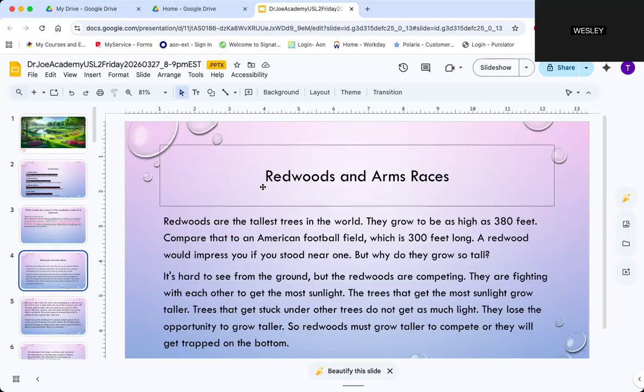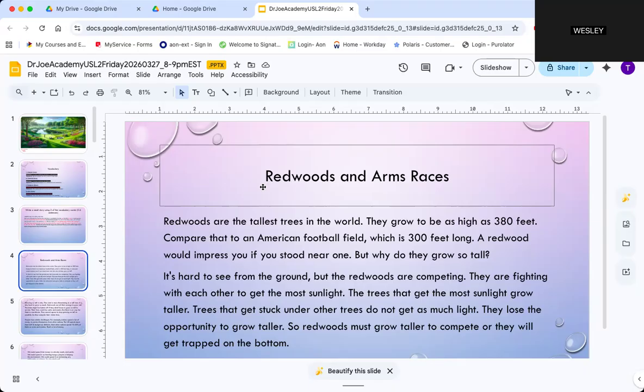Redwood and arms races. Redwoods are the tallest tree in the world. They grow to be as high as 380 feet. Compare that to an American football field, which is 300 feet long. A redwood would impress you if you stood near one. But why do they grow so tall?